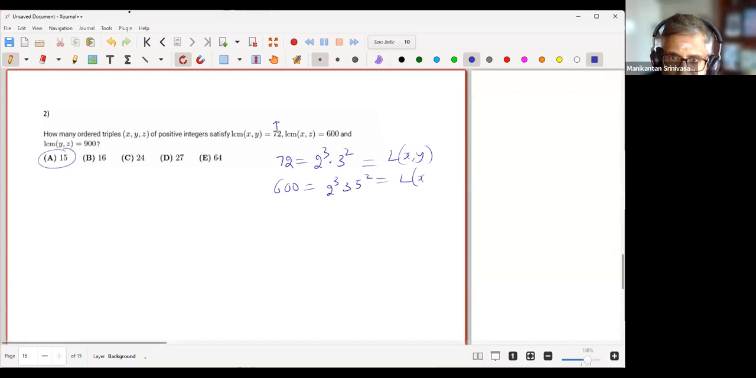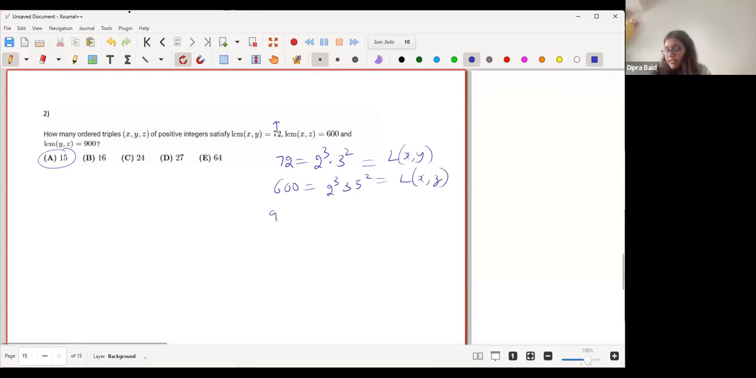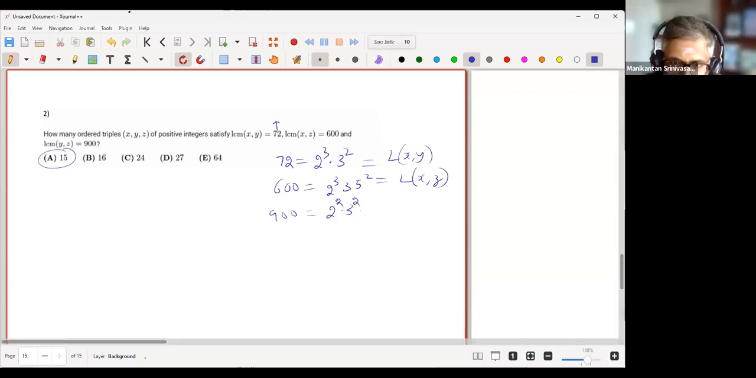Yes. So this is for X and Z. And then for 900, 2 raised to 2 into 3 raised to 2 into 5 raised to 2. That's 30 squared. Therefore, (2·3·5) whole squared. So 235 whole squared. Okay, all right.